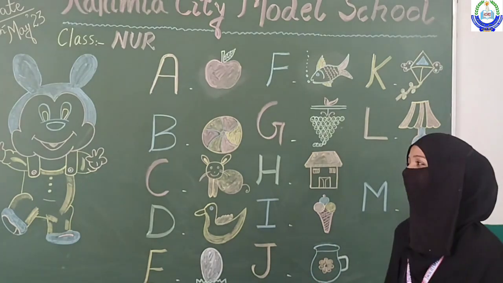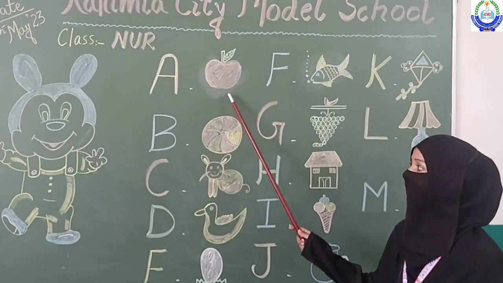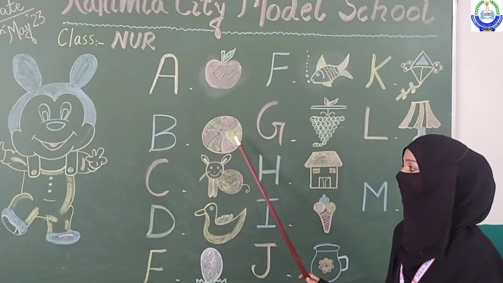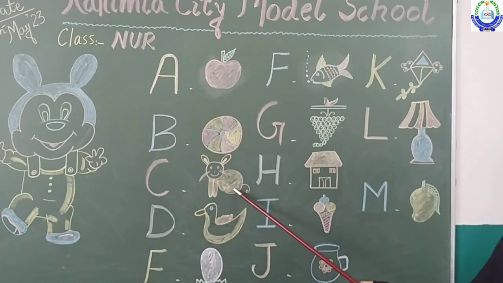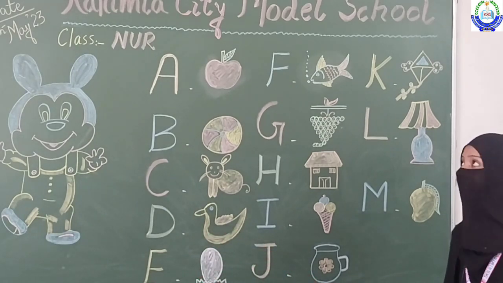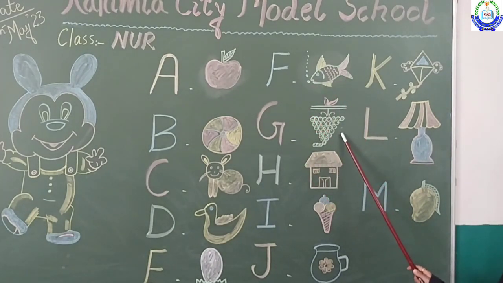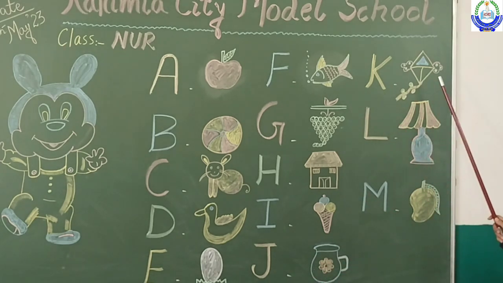So all the students, repeat with me again. A for apple. B for ball. C for cat. D for duck. E for egg. F for fish. G for grapes. H for hut. I for ice cream. J for jug. K for kite. L for lamp. And M for mango.